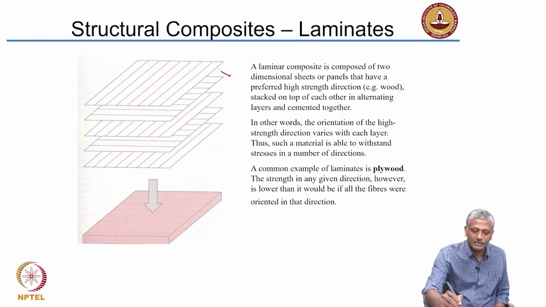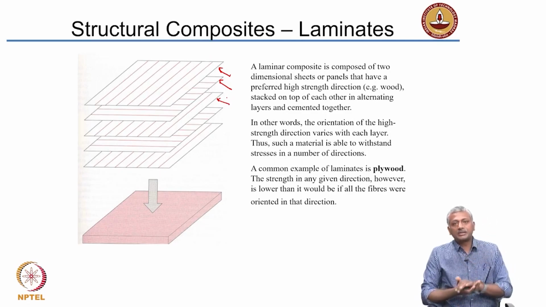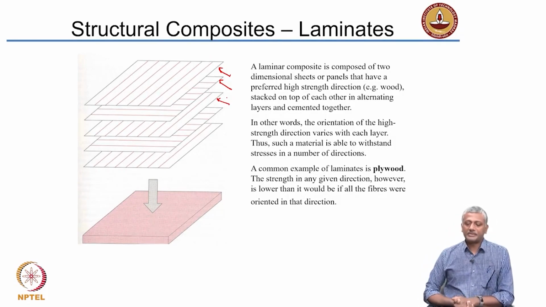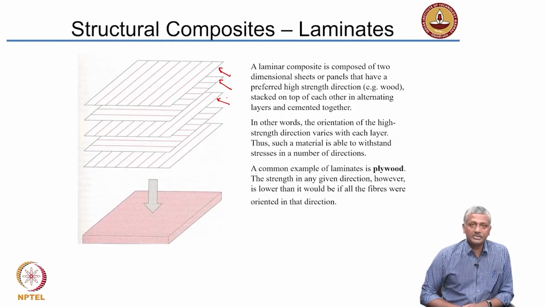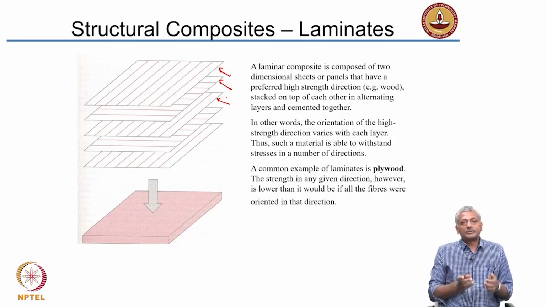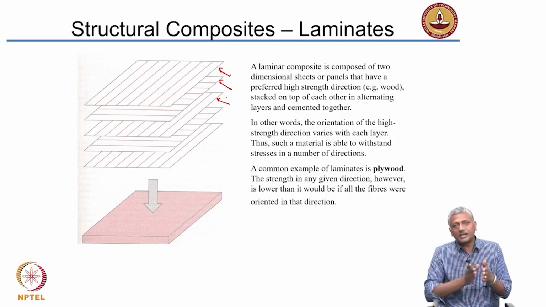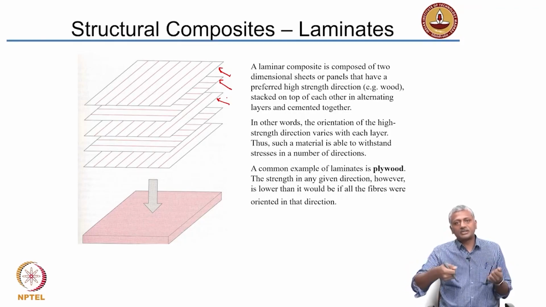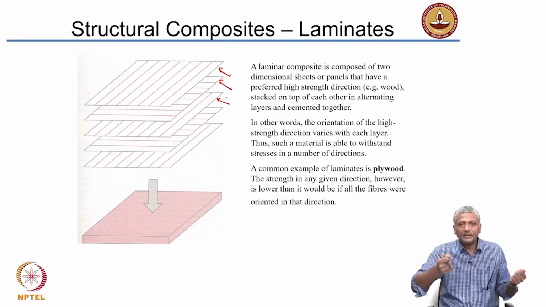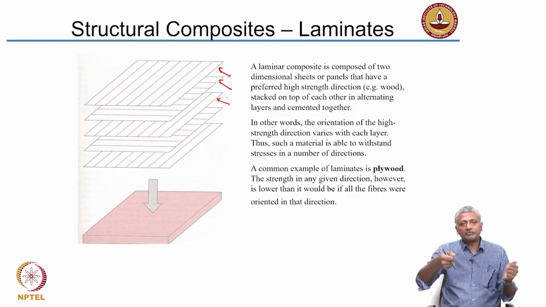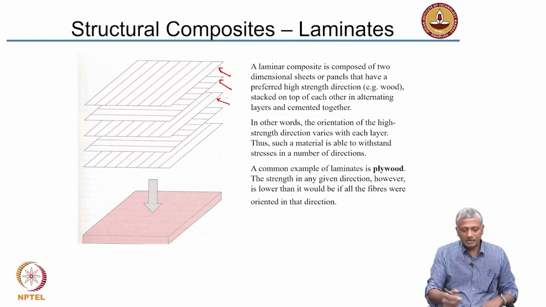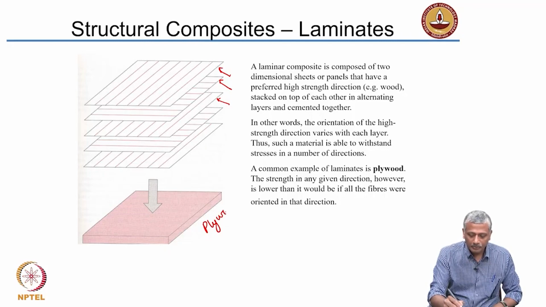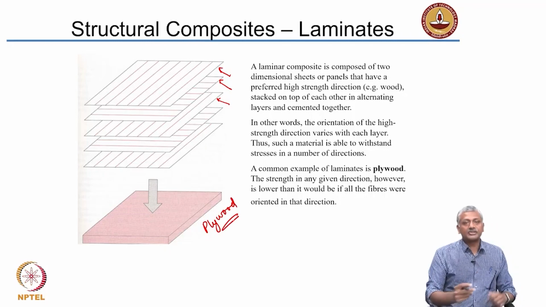Here you have fibers oriented in orthogonal directions which are stuck together with a glue. That is a laminate, composed of two-dimensional sheets or panels having preferred high strength directions. In whichever direction the grains or fibers are oriented, for example in wood, it will have a very high strength. So when you put randomly different orientations together and stick them together to form plywood, you will have a material that is strong in all directions.